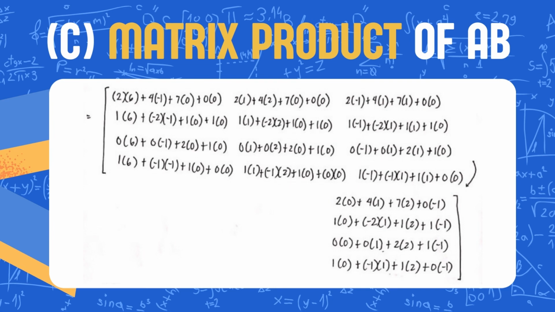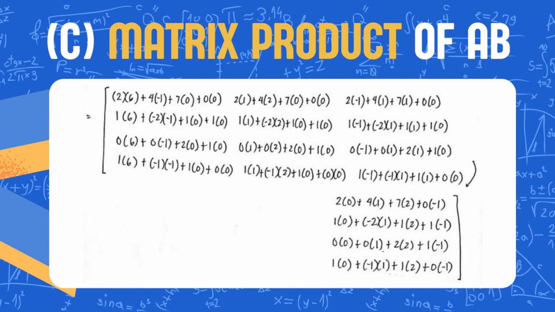Then next, 2 multiplied by 1 plus 4 multiplied by 2 plus 7 multiplied by 0 plus 0 multiplied by 0. 1 multiplied by 1 plus negative 2 multiplied by 2 plus 1 multiplied by 0 plus 1 multiplied by 0. Then 0 multiplied by 1 plus 0 multiplied by 2 plus 2 multiplied by 0 plus 1 multiplied by 0. Then 1 multiplied by 1 plus negative 1 multiplied by 2 plus 1 multiplied by 0 plus 0 multiplied by 0.